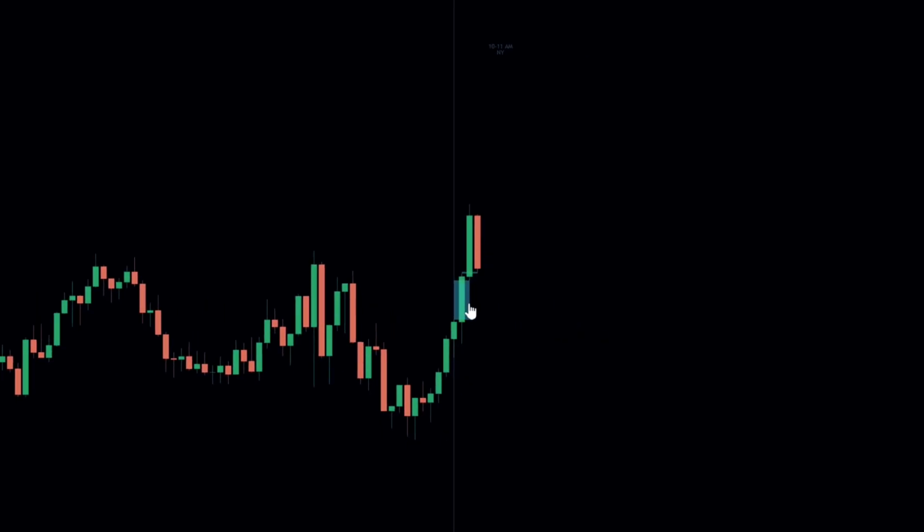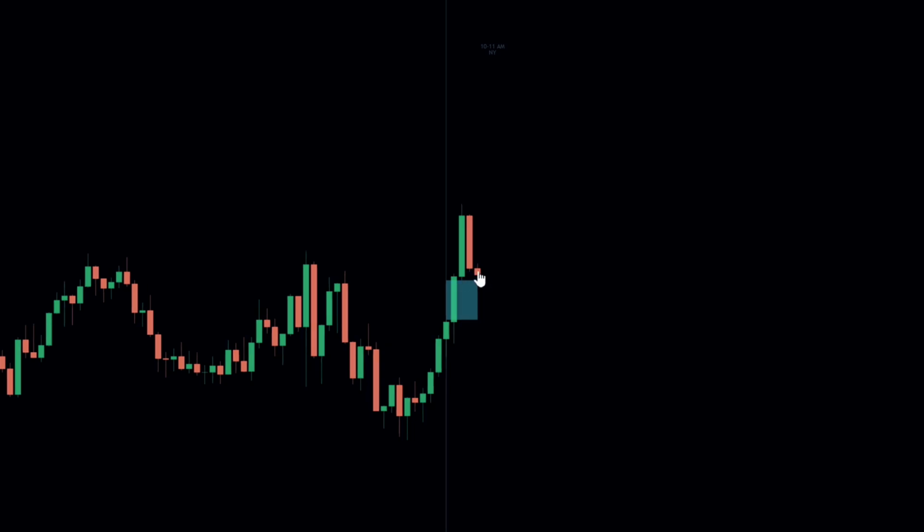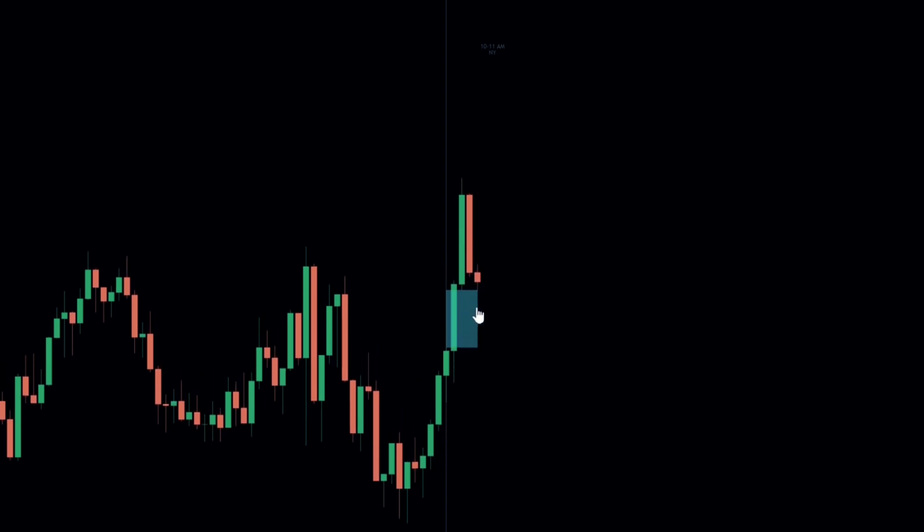A retest is confirmed when at least one bearish, or let's say red, candle touches the gap with its wick or closes inside the gap, as long as it doesn't close below the gap. For example, this red candle here did the retest.